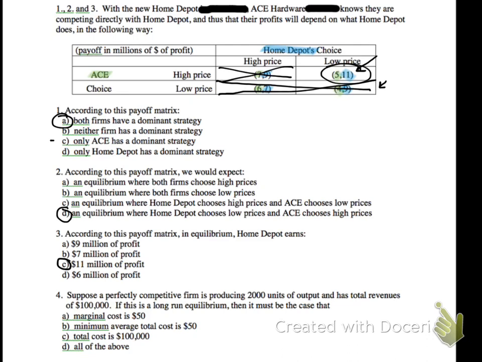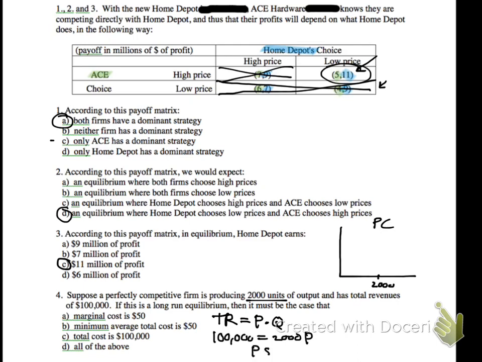So suppose a perfectly competitive firm is producing 2,000 units of output and has total revenues of 100,000. So let's look at that. Total revenue is price times quantity. We're given the quantity here, so we have 2,000 times the price, and that equals the total revenue, which is given to be $100,000. So that means our price has to be $50.